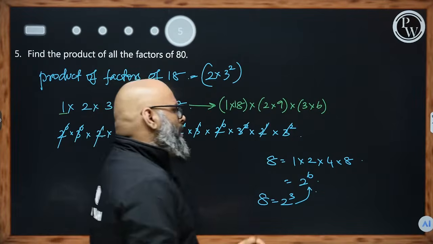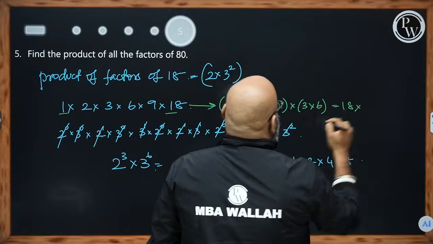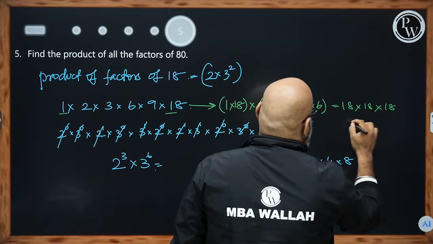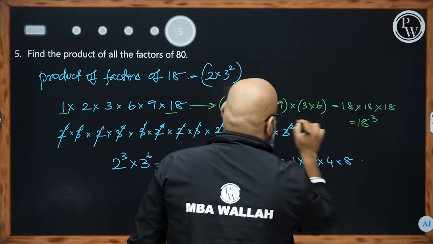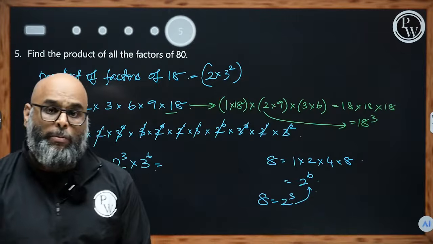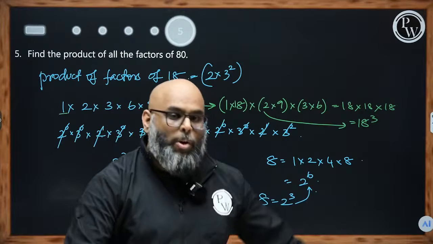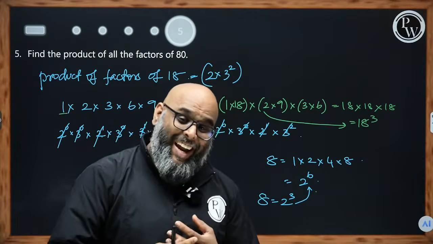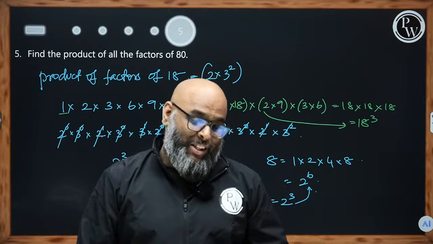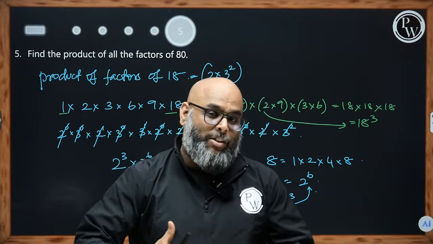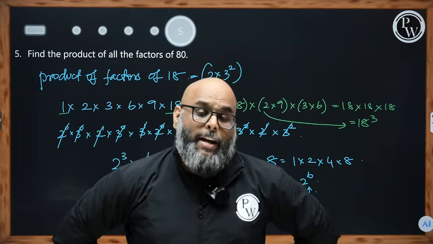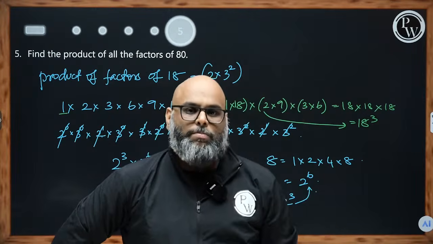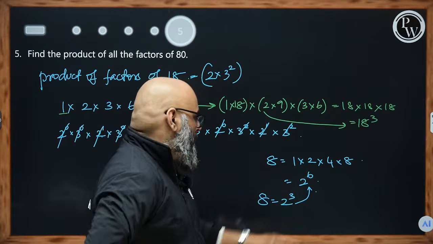What is 1 into 18? 18. 2 into 9? 18. 3 into 6? 18. Or can I say the product of the numbers is 18 cube? Now comes the question, why am I getting 18 cube? Because 18 has 6 factors. The 6 factors can be written in pairs of 2 numbers thrice to get me 18. In simple words, I am multiplying 18 three times.